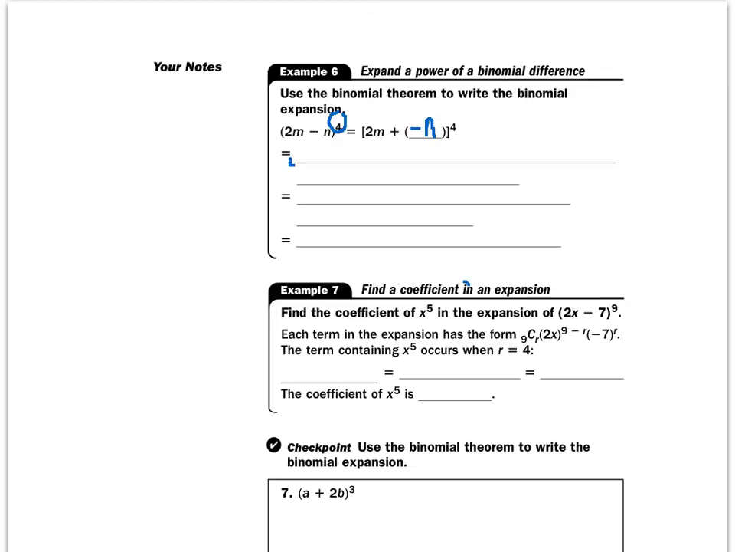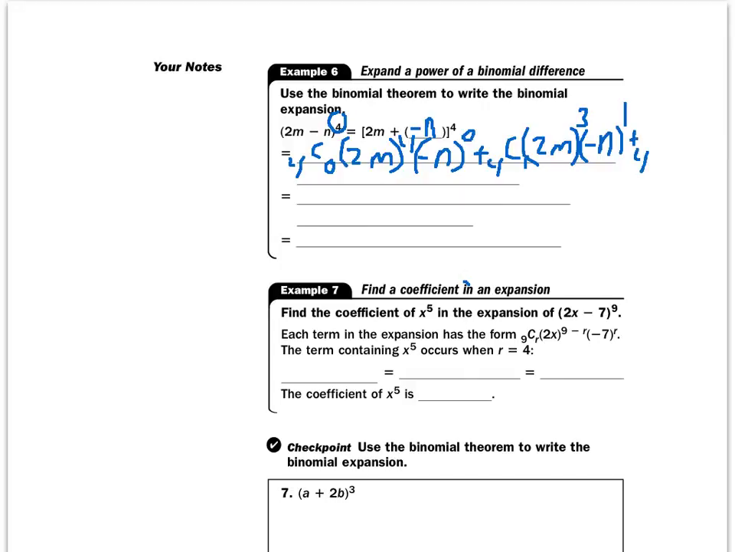So I'm going to do 4 choose 0, 2m, and I'm going to put parentheses around my 2m to the fourth power, and then negative n, put parentheses around my negative n to the 0 power, plus 4 combination 1, 2m to the third power. This number is going to go down, 4, 3, 2, 1, 0, while this other number goes up, 0, 1, 2, 3, 4. That's why they always add up to the number 4. 1 plus 3 is 4. Okay? Plus 4. I hope you guys are seeing this pattern.